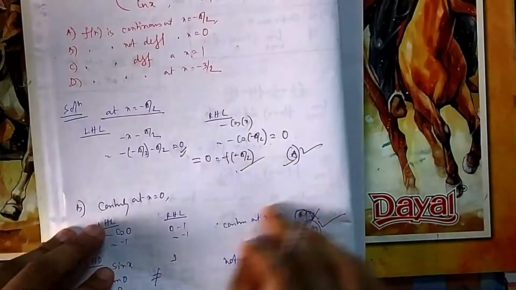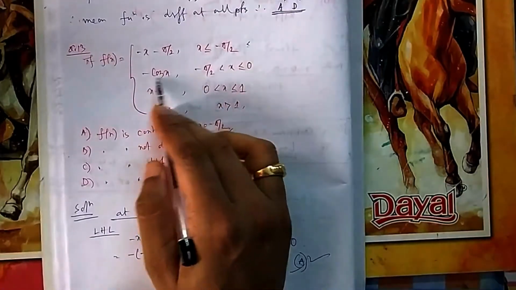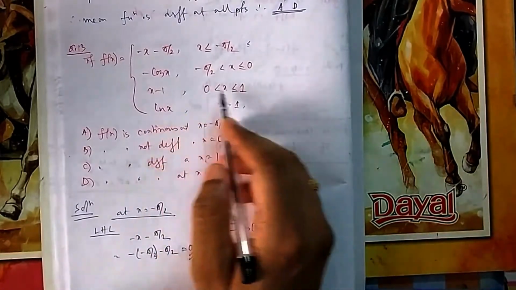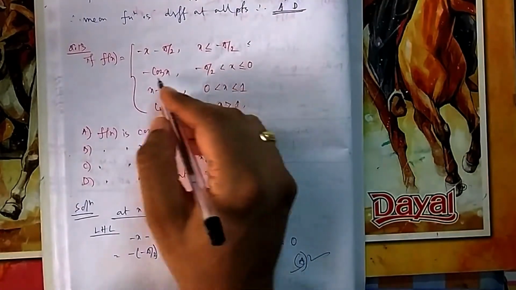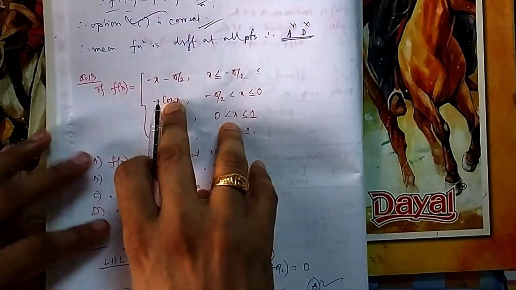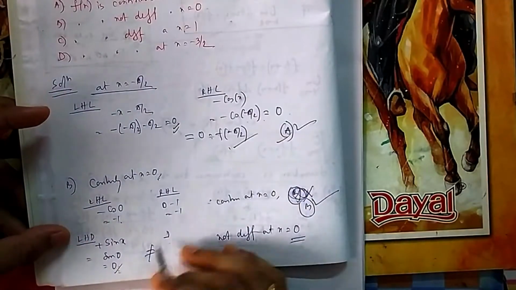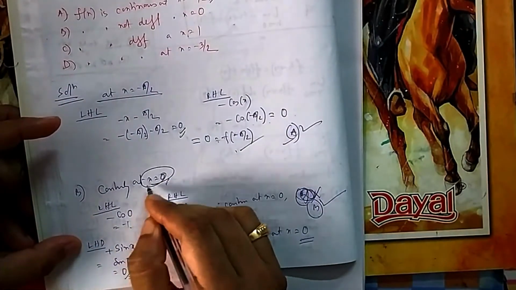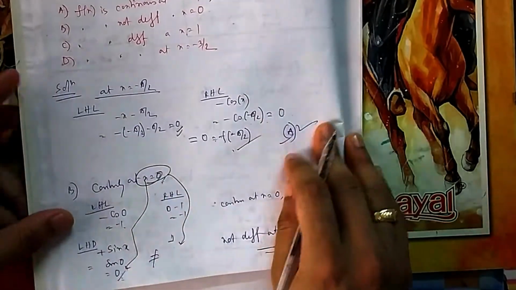Then for differentiability at 0, you check first continuity. Left hand continuity, 0 minus means it will come here, cos 0 is minus 1. For 0 plus it will come here, so 0 minus 1 is minus 1, and at 0 you will be using this one, that is minus 1. So it is continuous also. Now if you come to differentiability, what is the left hand derivative at 0 minus? Differentiation of this one is minus sin x, so it will be plus sin x. If you put 0, it is 0, and the differentiation of this is 1. So these are not equal. At x equal to 0, your LHD is 0 and RHD is 1. So it is not differentiable at 0. That means B is also correct.